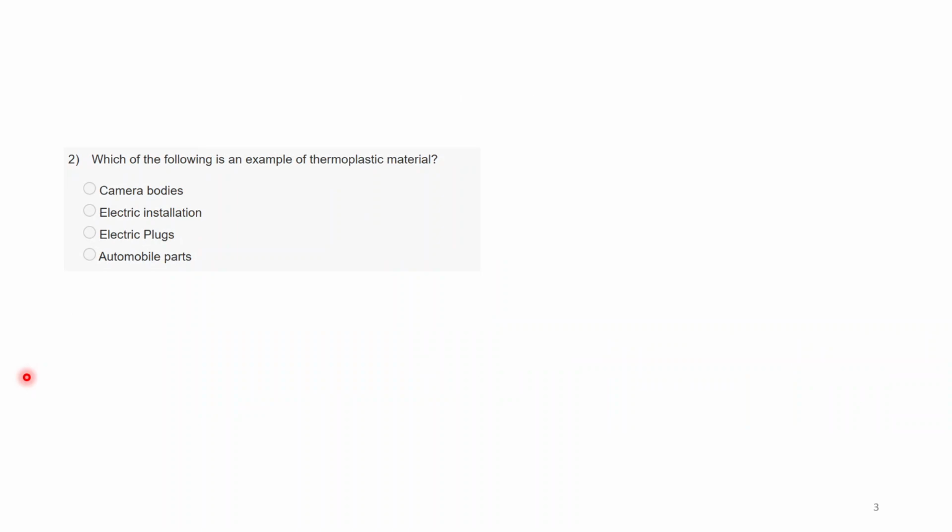The next question is, which of the following is an example of a thermoplastic material? Your options are various equipment made of polymer, so you have to find out which of these is an example of a thermoplastic material. Your options are camera bodies, electric installation, electric plugs or automobile parts. So the answer will be electric installation.